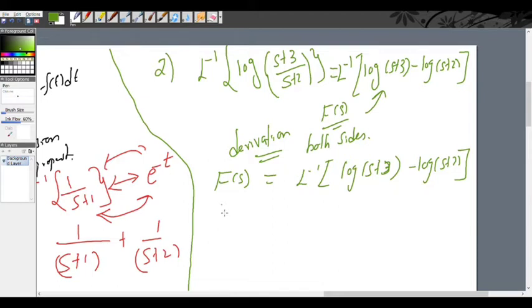That is L inverse of d by ds f of s. Why am I taking the derivative on both sides? Because I am uncomfortable with this particular form. I am going to change this into some other form.